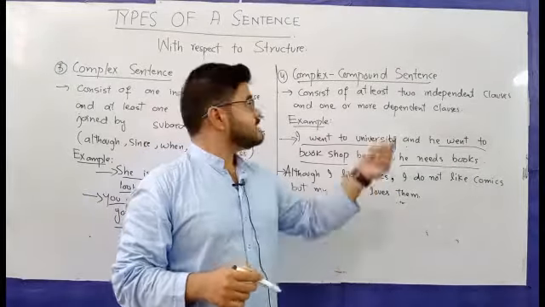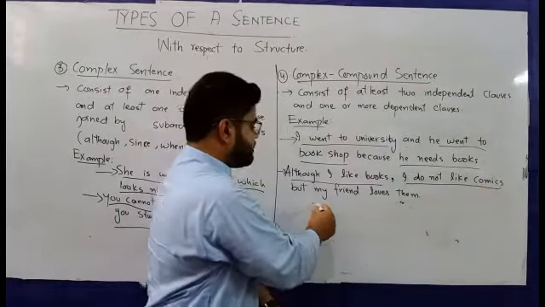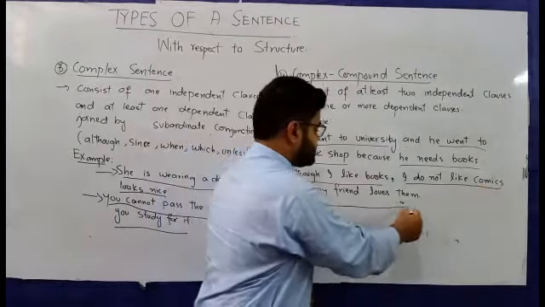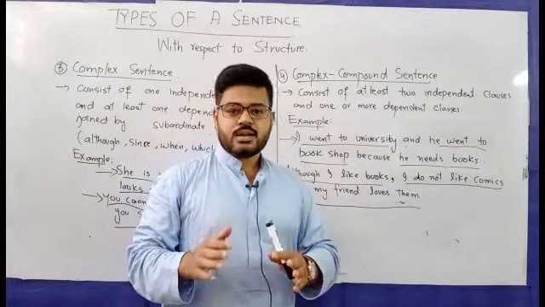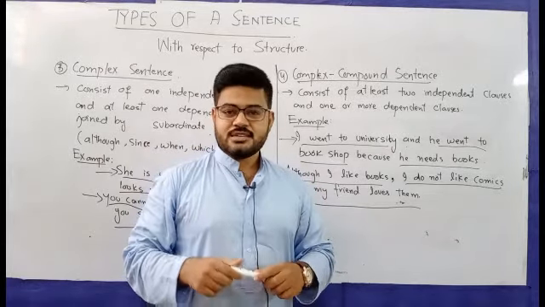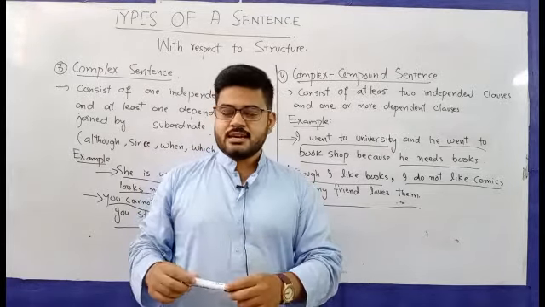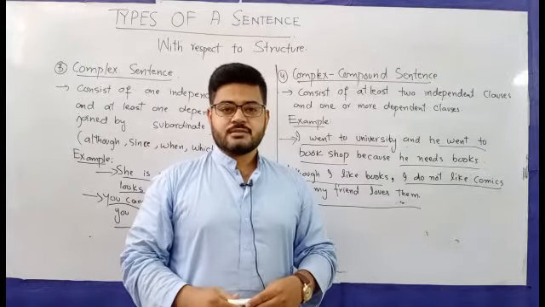Look at the next example. Although I like books, I do not like comics, but my friend loves them. In this sentence there are also three clauses. You have to identify which one is dependent and which one is independent, because I already told you which is the independent clause and which is the dependent clause. An independent clause does not depend on anything, but a dependent clause always depends upon an independent clause. I hope this topic is clear to you. These are the types of a sentence with respect to structure.